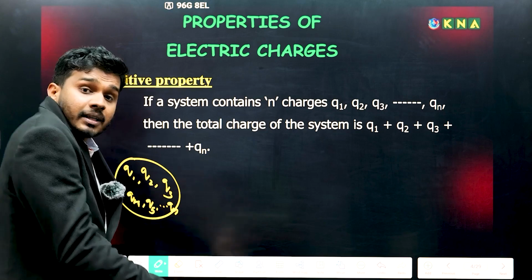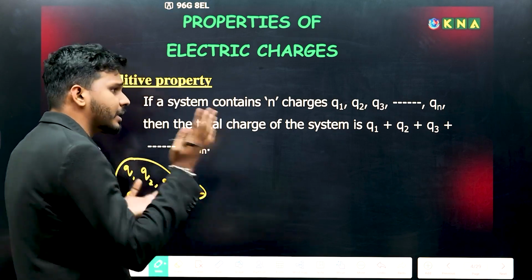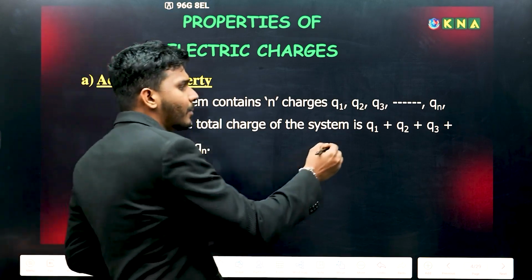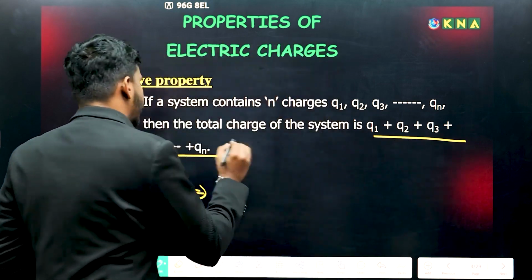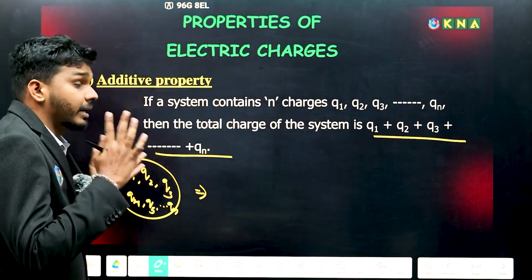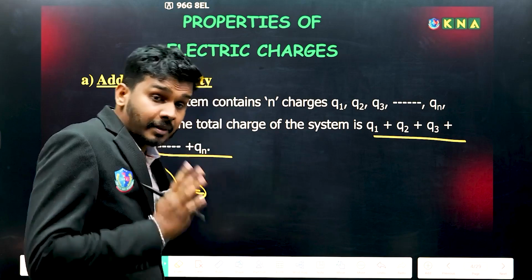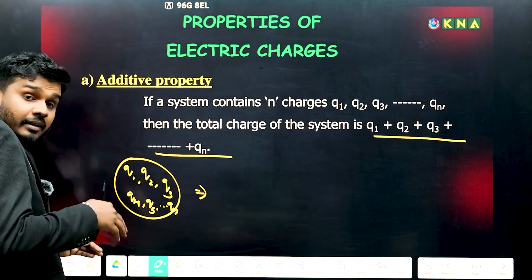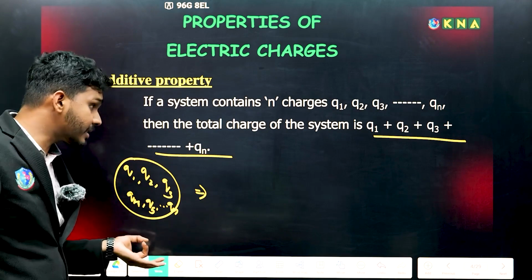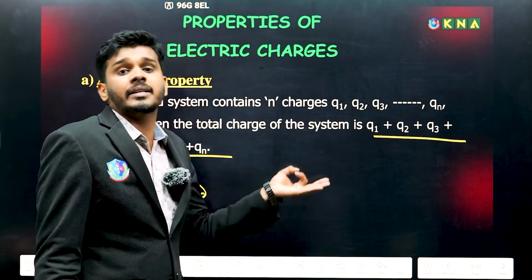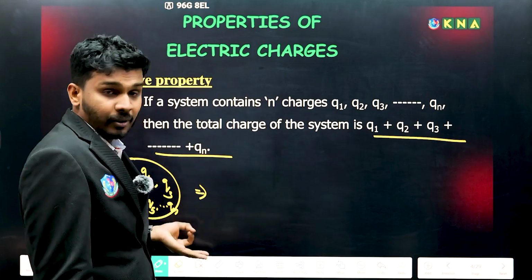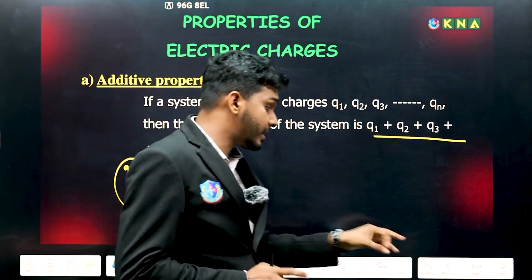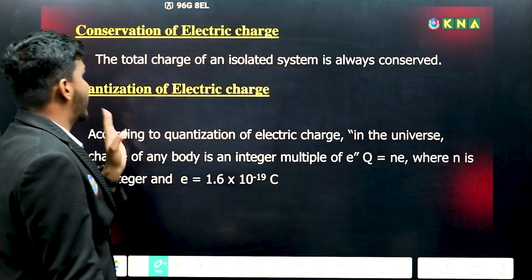Then what is the total charge? The total charge is the sum of the charges: Q1 plus Q2 plus Q3 and so on, plus Qn. That is called the additive property. That is, for a system with a number of different charges, the sum of each charge is called the total charge in the system.